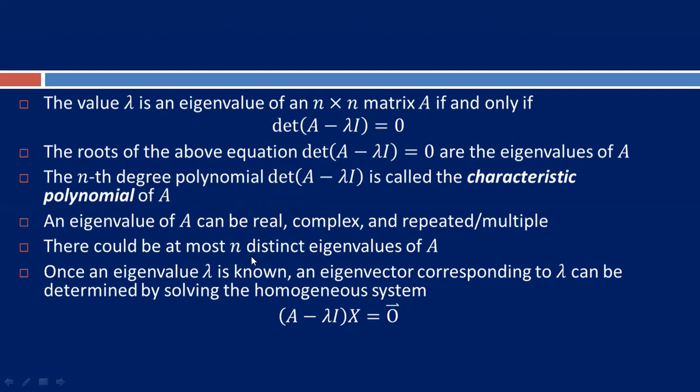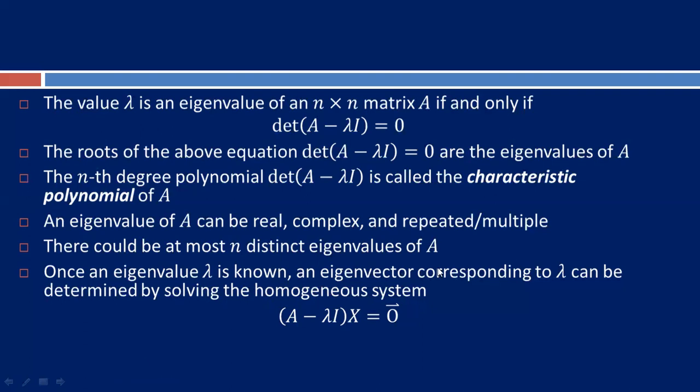For example, if you have a 4th degree characteristic polynomial equation, then you have at most 4 eigenvalues: the possibility of 4 distinct eigenvalues, or fewer than 4, but 5 or 6 do not exist here. Once the eigenvalue lambda is known, first of all we have to find the eigenvalue.